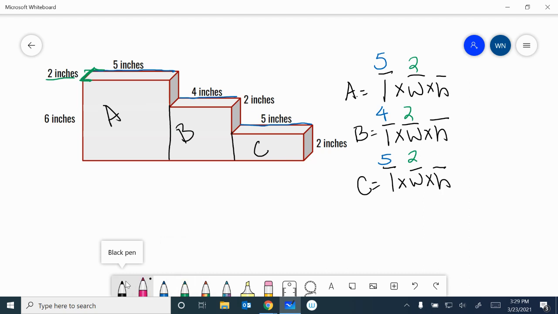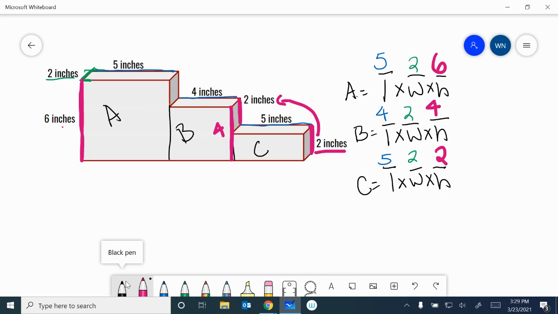Last but not least is our height. So let's take a look at these. We can see that this A is 6 inches tall because it tells us right there. Now the other ones get a little more complicated. We can see that C is 2 inches tall. So that's good. We can go ahead and fill in C. But B we have to figure out. So we want to figure out this line right here. I know that this line is 2 inches and this line is 2 inches. So if I add these two together, that'll get me 4 inches as my height for B.